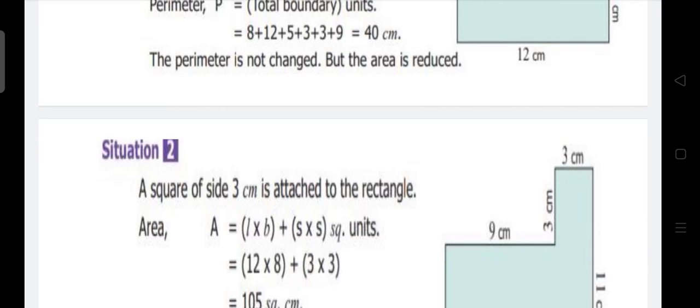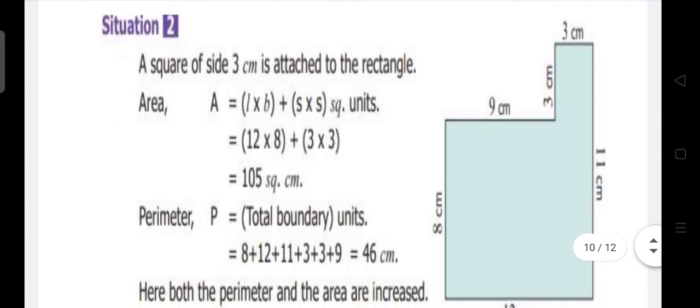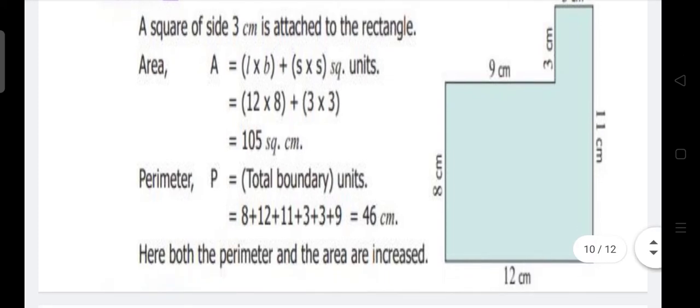See another one. A square of side 3 centimeters is attached to the rectangle. One rectangle is the same, and to that same rectangle we are attaching the 3 centimeter square. Then what will happen? Area is L into B plus S into S. Here we are adding the area: 12 into 8 plus 3 into 3, that is 105 square centimeter. Perimeter is 8 plus 9 plus 3 plus 3 plus 11 plus 12, that is 46 centimeter. Here both the perimeter and area are increased.